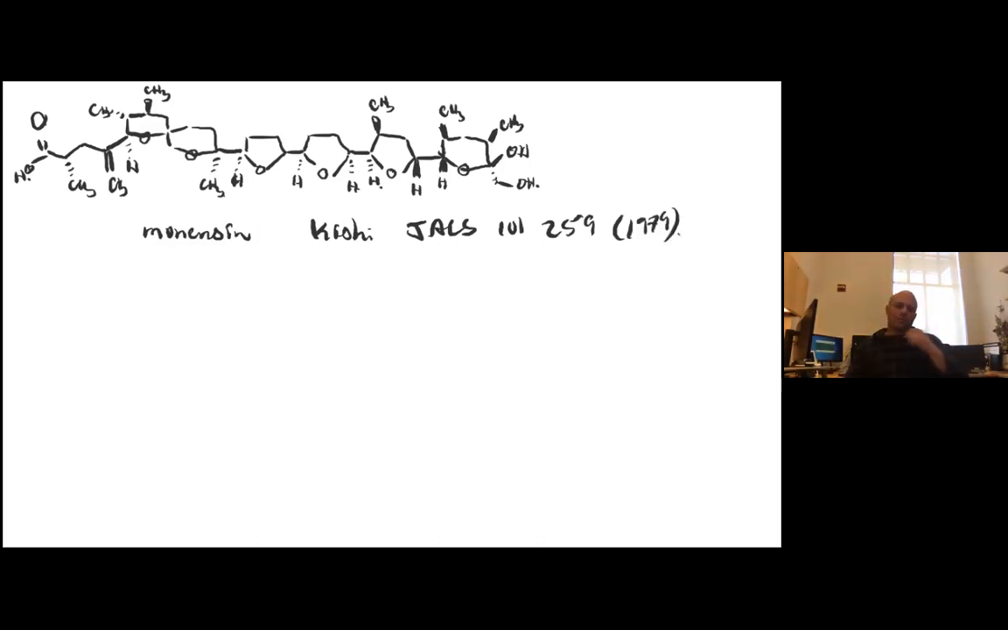Okay, so this is a molecule known as Menensin. We call this a polyether antibiotic. It has antimicrobial properties. These things tend to bind metals. If you know what a crown ether is, this is essentially a crown ether in a tuxedo.